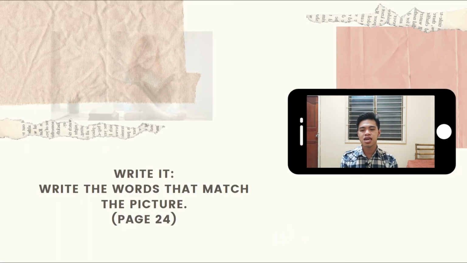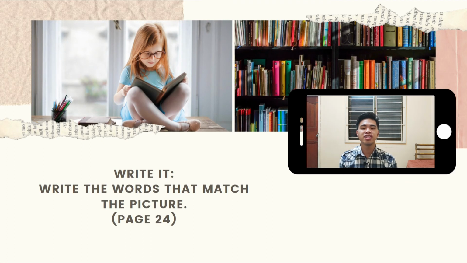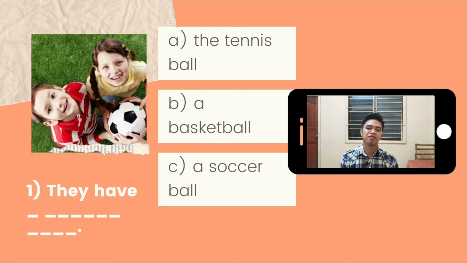So now, we're going to do the last part of this class. This is going to be write it. We're going to write the words that match the picture. It is still in page 24. Number 1. They have A, the tennis ball, B, a basketball, or C, a soccer ball. What do they have? Very good. The correct answer is letter C. It is a soccer ball. A soccer ball has the colors black and white. We call it a soccer ball.